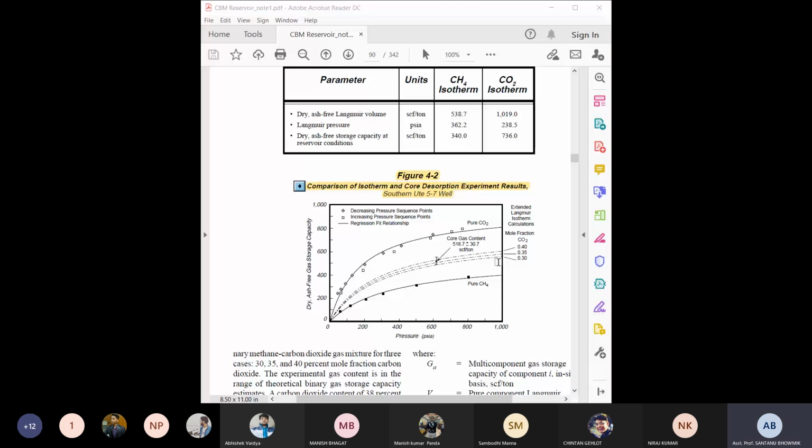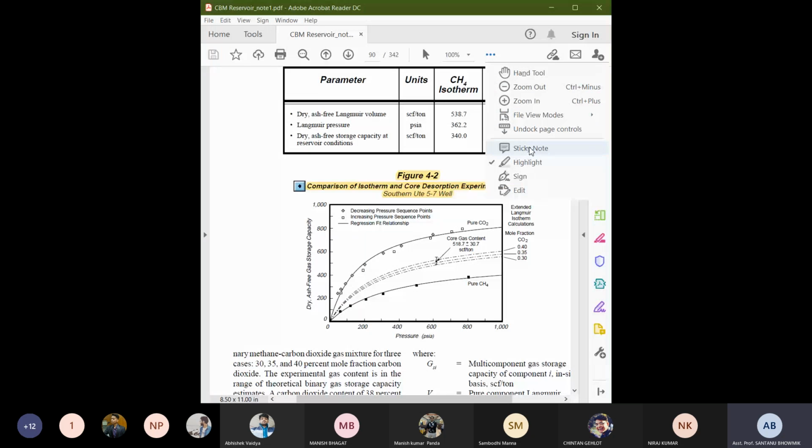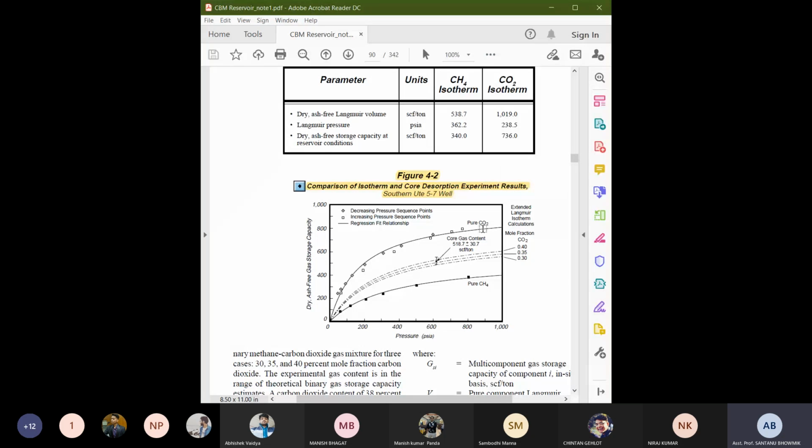Whereas if you consider the pure carbon dioxide graph, this is the total 100% carbon dioxide. So 50% carbon dioxide will come directly, superimposing on the pure methane graph. If you add this 50% carbon dioxide and 50% methane, you will get this middle graph. This is the way you calculate the mixed gas adsorption.